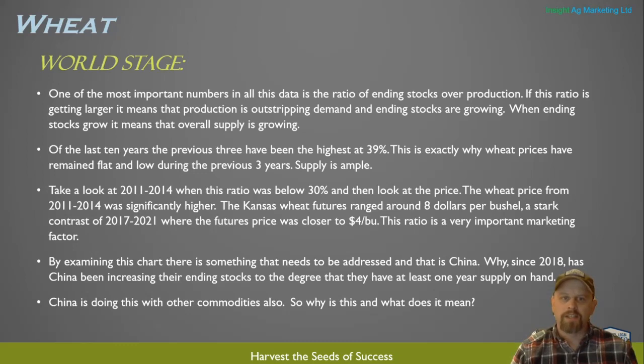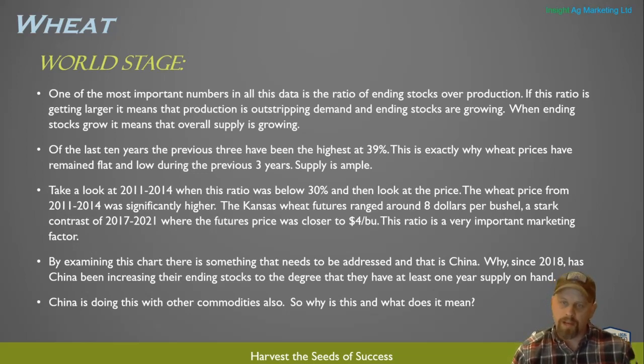Of the last 10 years, the previous 3 have been the highest at 39%. That means how much we have left over at the end of the year is 39% of what we produce. That's a lot of wheat. We're really not dropping our ending stocks. And this is exactly why wheat prices have basically remained real flat for the last 3 years, because supply is ample. Now, if you take a look at 2011 to 2014, this ratio was running below 30%.